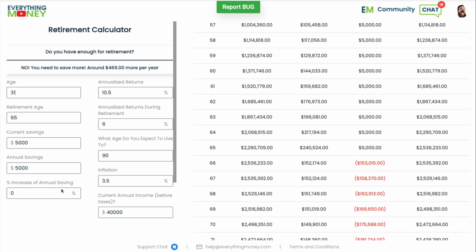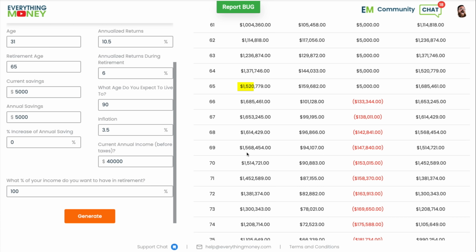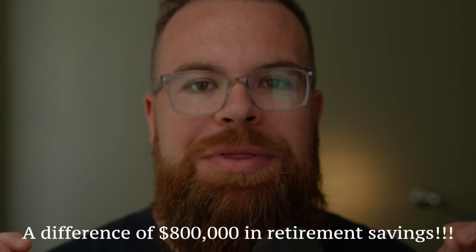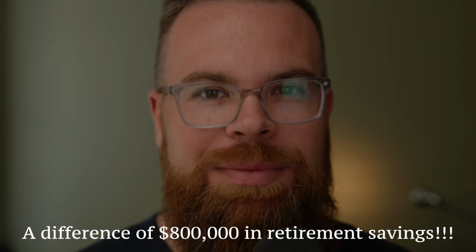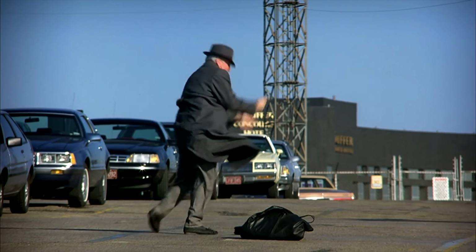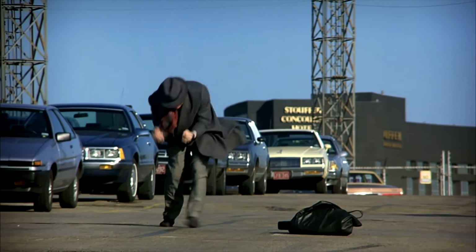However, say you think the next 4 years are going to be really bad and you delay this process. You wait to the age of 31 to start investing. You'll only amass a bit over $1.5 million, a difference of $800,000 in retirement savings. Those 4 years of waiting cost you over $750,000.